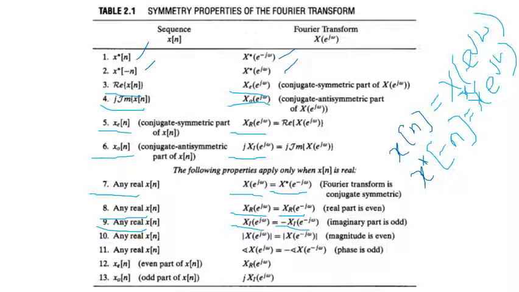And finally, if x of n is real, the magnitude is even. It means the magnitudes of the left and right sides are equal. Whereas for any real signal, the phase is odd. If the phase on one side is 90, the other side will be minus 90. The even part is real and the odd part is imaginary. So these are the symmetry properties that you need to understand and solve.